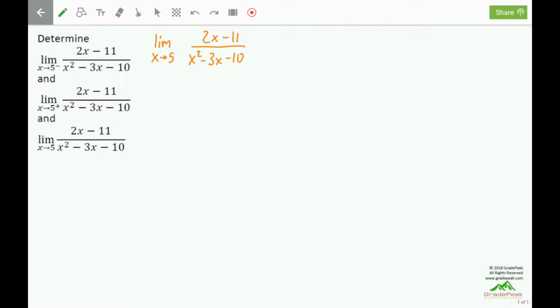The first thing to do is try plugging a 5 in for each of the x's. That will give 2 times 5 minus 11 divided by 5 squared minus 3 times 5 minus 10. 2 times 5 is a 10 minus 11 divided by 5 squared, which is a 25, minus 3 times 5 is a minus 15, and then minus 10. 10 minus 11 is a negative 1 over 25 minus 15 is a 10 minus 10 is a 0.